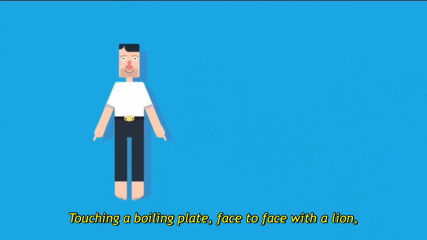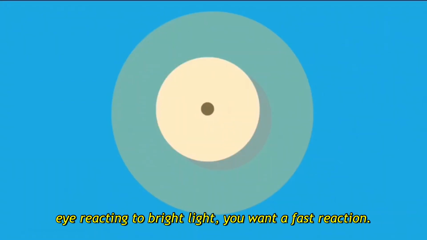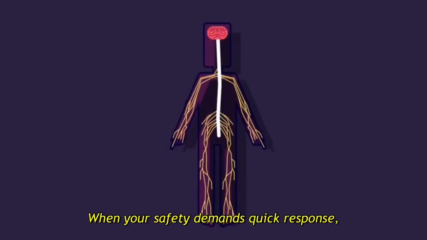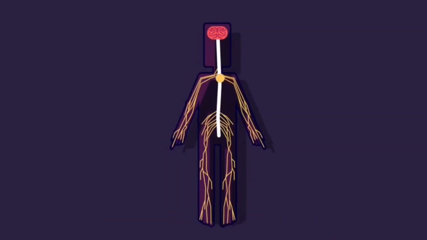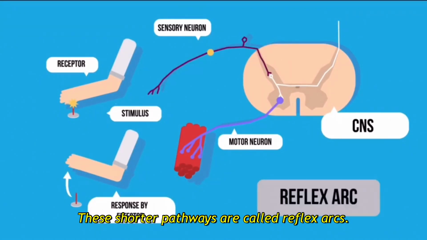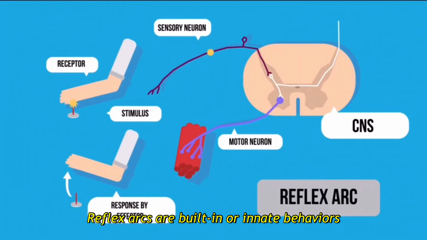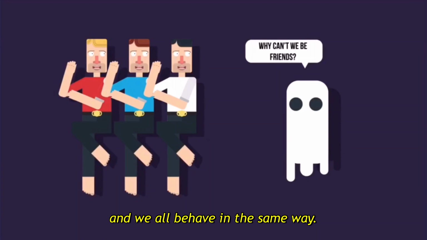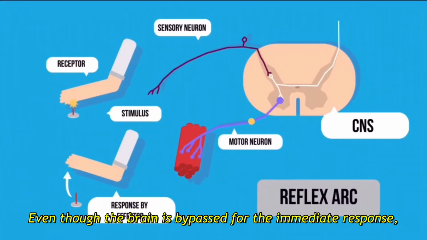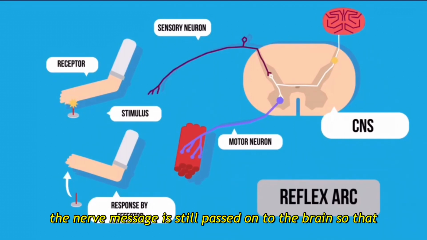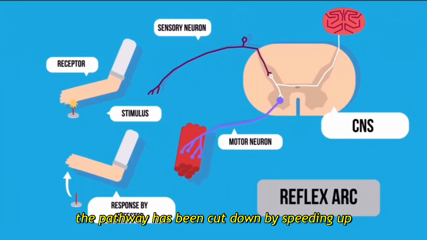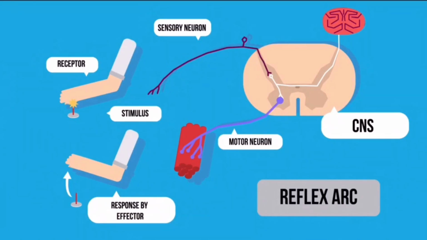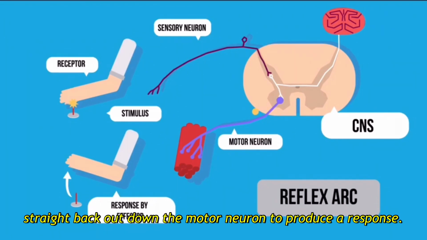Touch a boiling plate, come face to face with a lion, eye reacting to bright light: you want a fast reaction. When your safety demands a quick response, the signals may bypass the brain and be acted upon as soon as they reach the spinal cord. These shorter pathways are called reflex arcs. Reflex arcs are built-in or innate behavior, and we all behave in the same way. Even though the brain is bypassed for the immediate response, the nerve message is still passed on to the brain so that you can think about whether any further action is needed. The pathway has been cut down by speeding up the central nervous system aspect. The message reaches the spinal cord and heads straight back down to the motor neuron to produce a response.